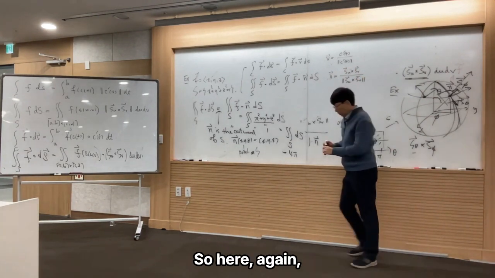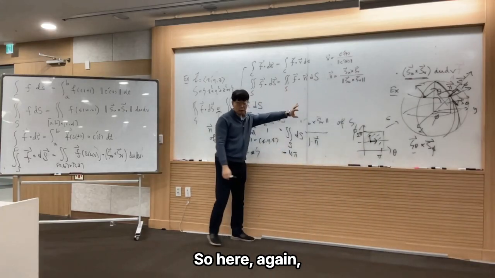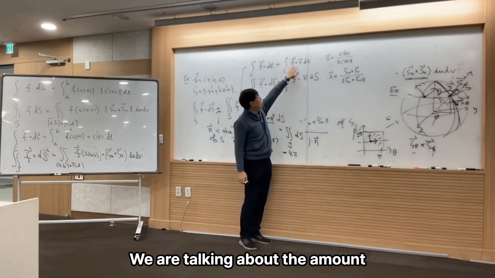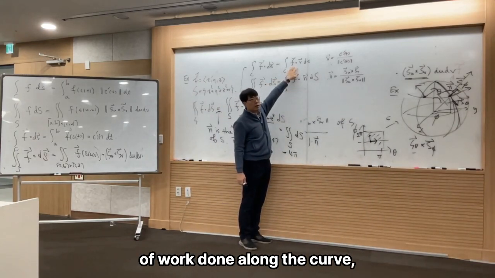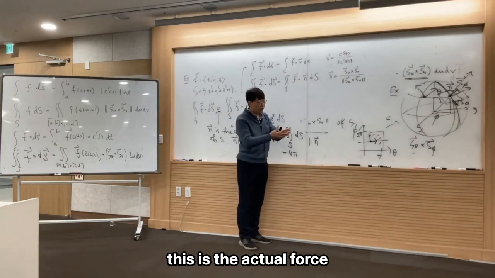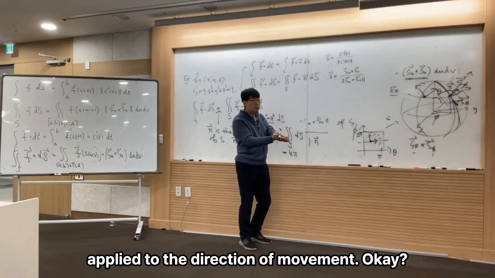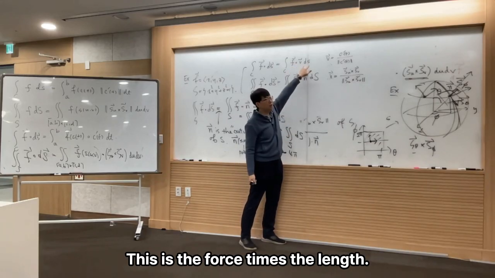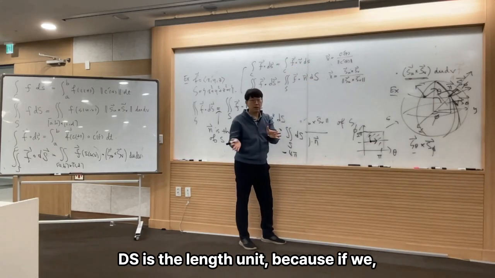Okay. So here, again, let me explain the meaning. We are talking about the amount of work done along the curve, because this is the force. This is the actual force applied in the direction of movement. Okay? This is the force times the length. ds is the length unit.